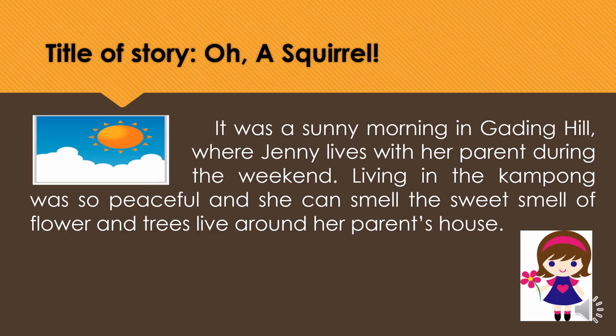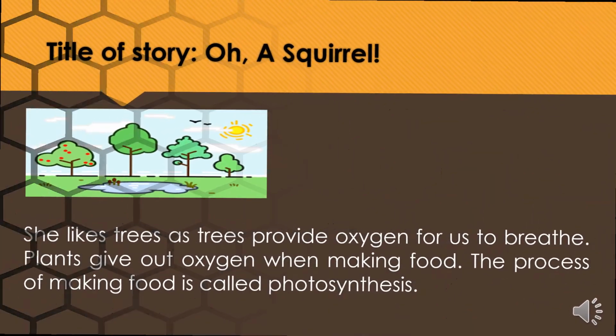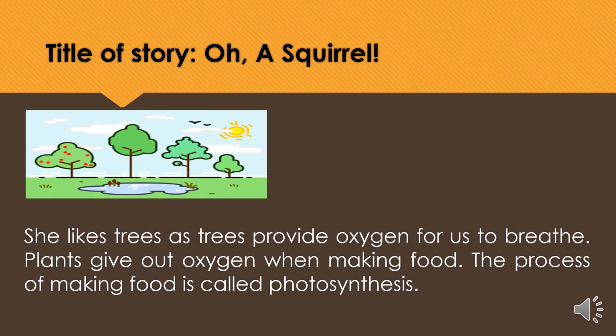It was a sunny morning in Garden Hill, where Jenny lived with her parents during the weekend. Living in the compound was so peaceful, and she could smell the sweet smell of flowers and trees around her parents' house. She liked trees, as trees provide oxygen for us to breathe. Plants give out oxygen when making food. The process of making food is called photosynthesis.